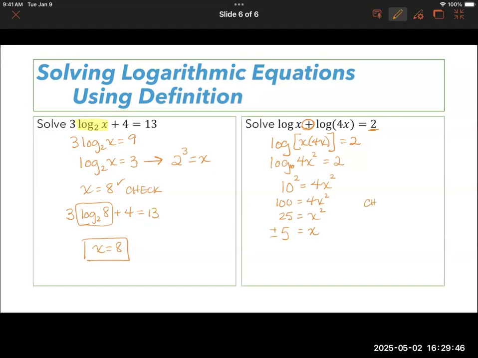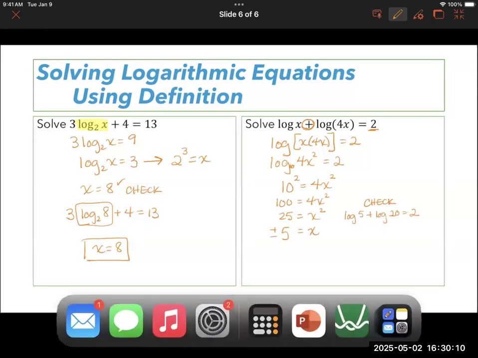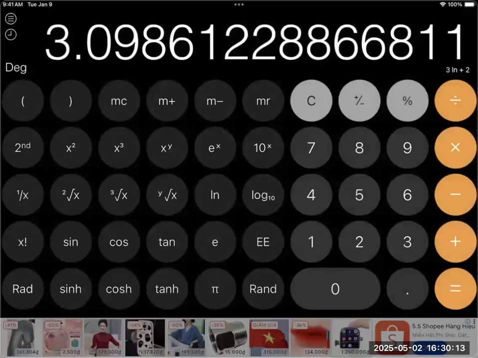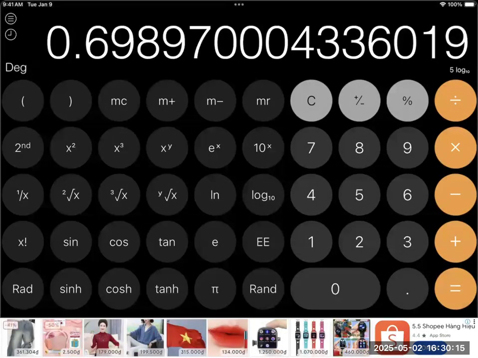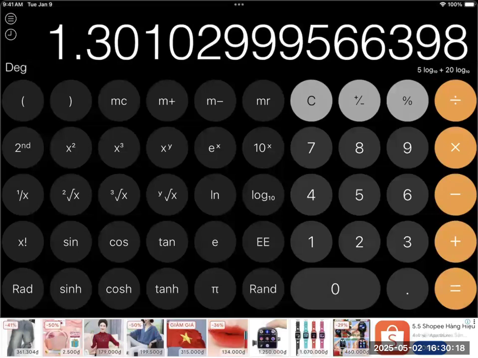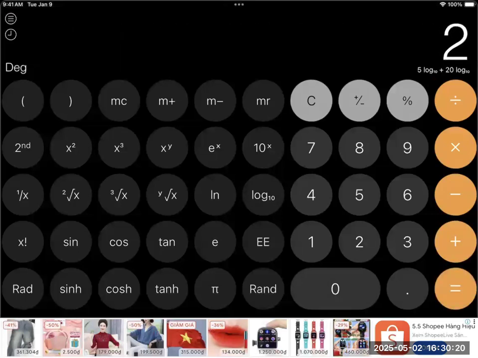Now, when I check, if I put the positive 5 in, I'm looking at a log of 5 plus a log of 20, 4 times 5, equal to 2. That seems okay. We're taking the logs of positives. We could multiply the 5 and the 20 together if we really wanted to work it out, or we could just put it into our calculator, take the log of 5 plus the log of 20, and we get the 2. So it does check out.